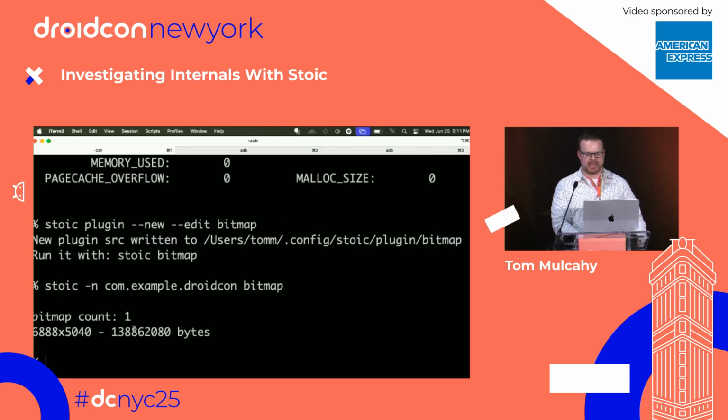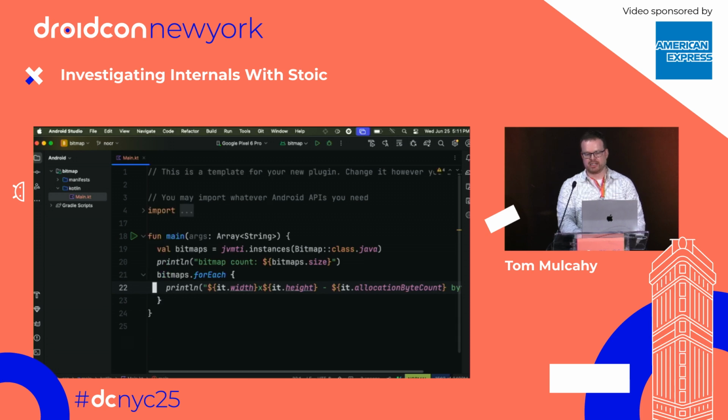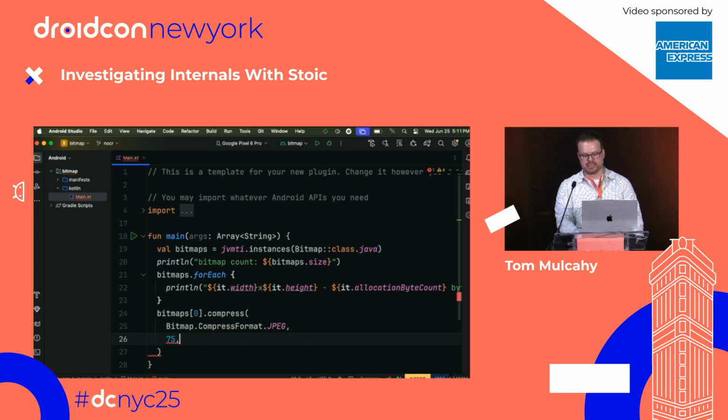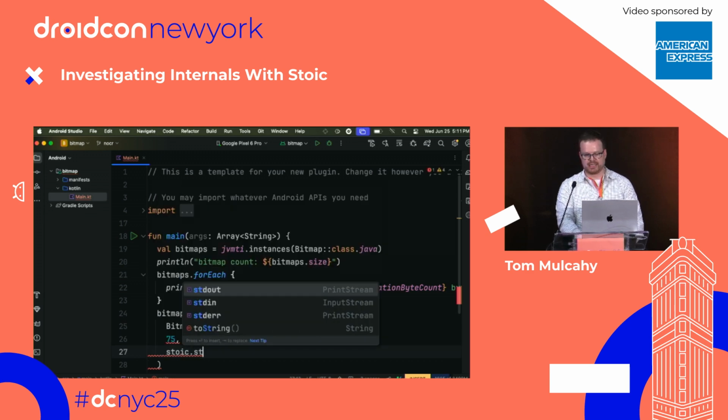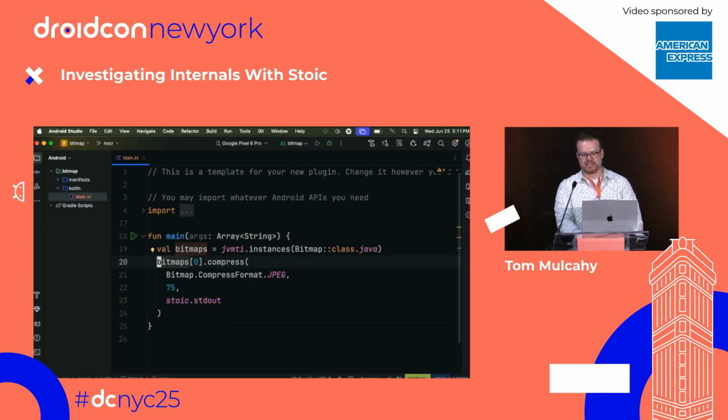Okay, so there's only one bitmap, but it is massive. This is almost 139 megabytes. What is that thing? So because I'm running in the process with the bitmap, I can call an API on the bitmap to write it to a JPEG. And I'll just pass in 75 for the quality, and I'll write it to Stoic standard out. Now these print lines are also printing to standard out, so I'm going to have to get rid of those, or else I'd end up with a corrupted JPEG.